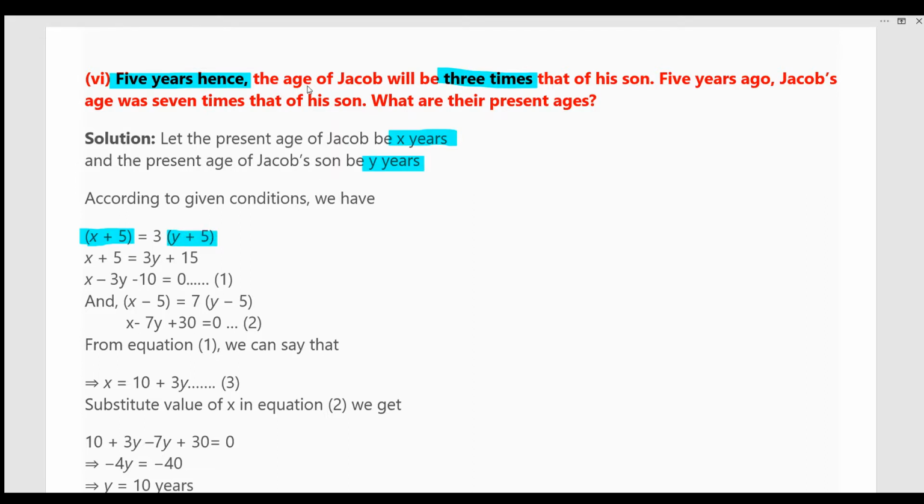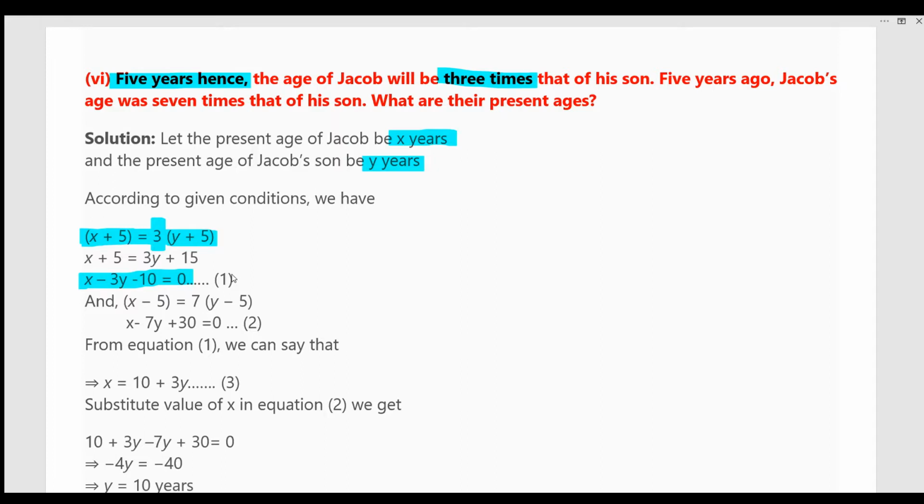Now what is the condition? 5 years from now, the age of Jacob will be 3 times that of his son. So we will multiply son's age by 3. So what is the equation? x plus 5 is equal to 3 times (y plus 5). Now let us simplify this. We will get x minus 3y minus 10 is equal to 0, which is my first linear equation in two variables.